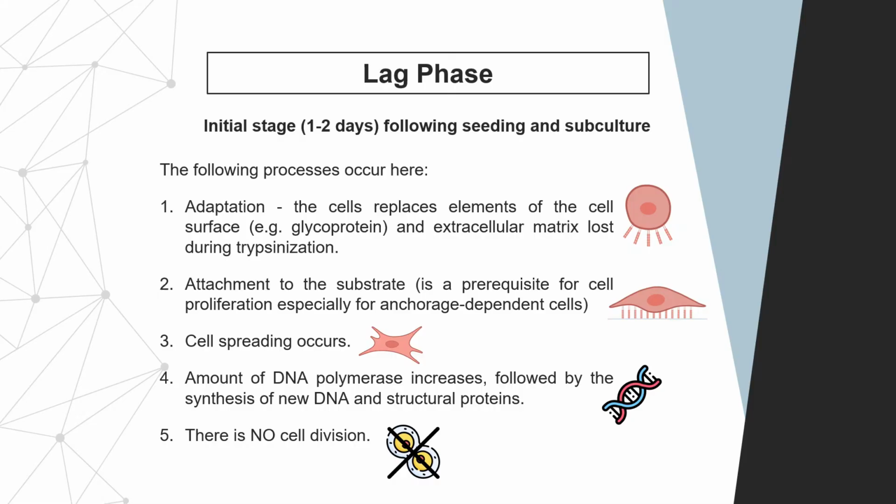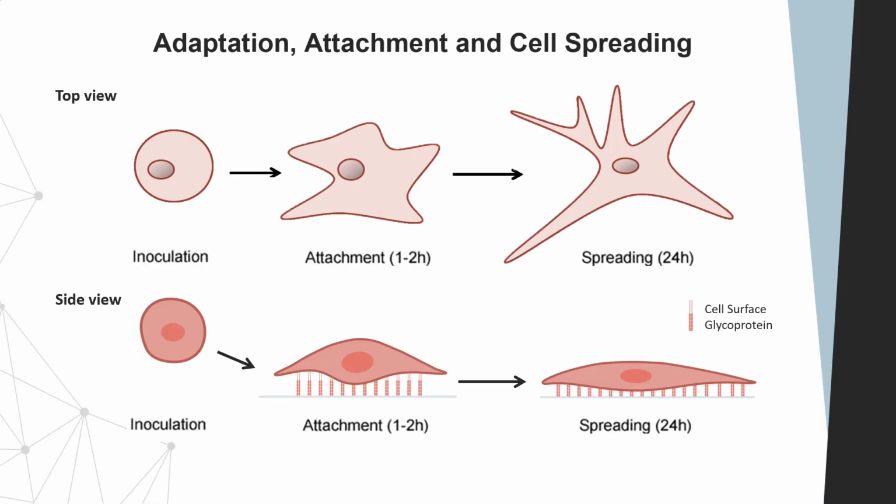Once they feel comfortable, they will slowly start to spread. Fourth is the amount of DNA polymerase inside them will increase, followed by the synthesis of new DNA and structural proteins within the cells. And finally, there is no cell division during lag phase. Here is a schematic figure showing the top view and the side view of cells when you inoculate them into a cell culture flask: after 1 to 2 hours they start attaching, and then about 24 hours they start to spread out. This is what happens during the lag phase in particular.